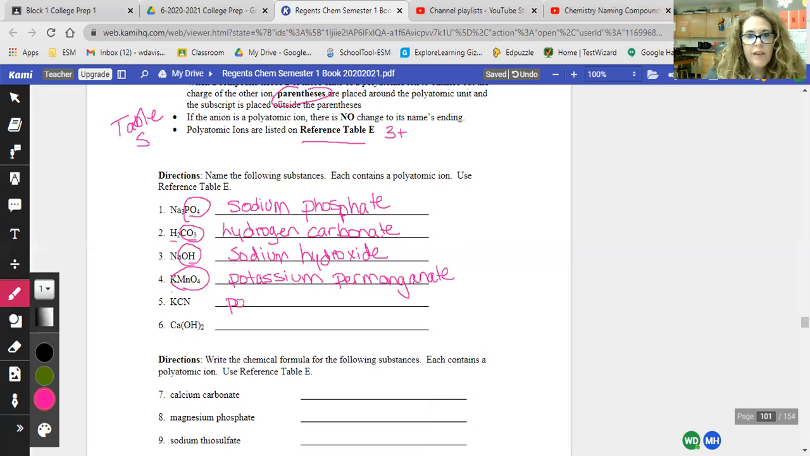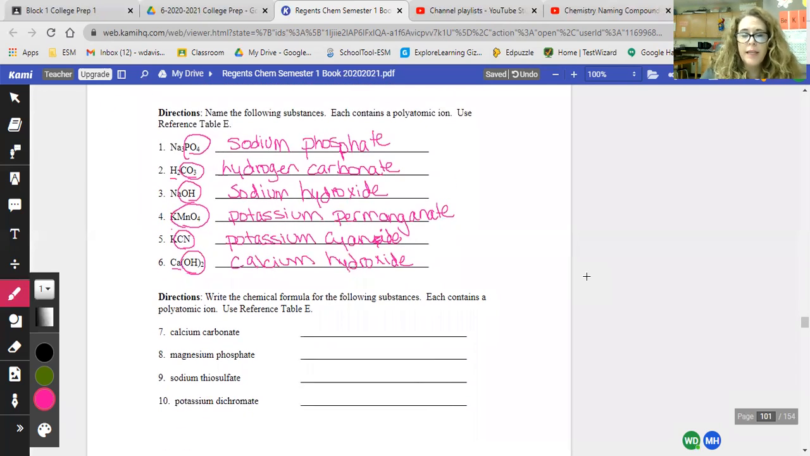Now I have, again, potassium. And then I'm going to look up this part on table E, and this is the cyanide. Cyanide. So now I'm going to name the metal from the periodic table. This is calcium. And now I'm going to find this part on table E. This is hydroxide. Right, so the first element keeps its name, and you copy down the name from table E.